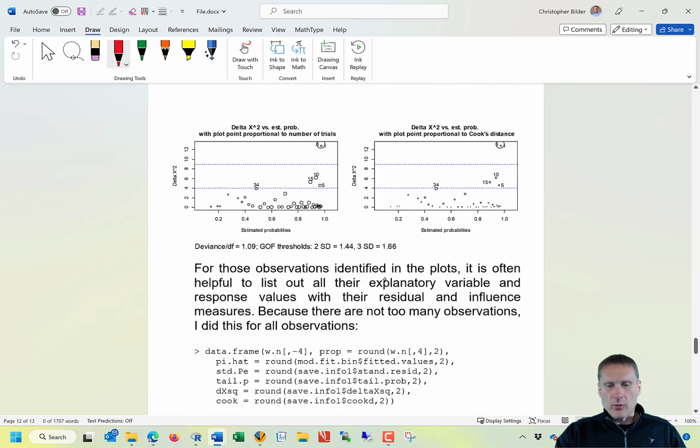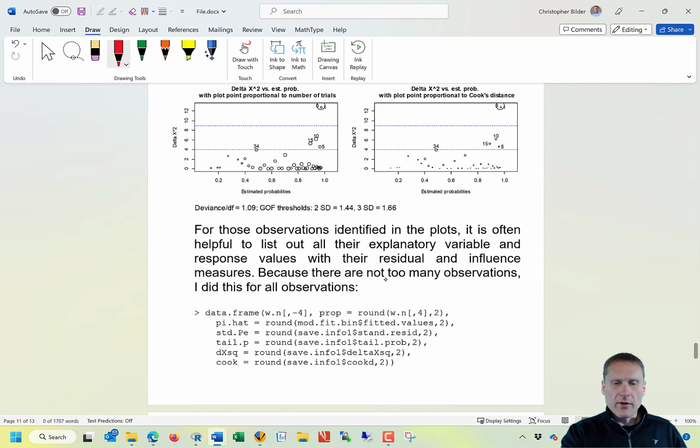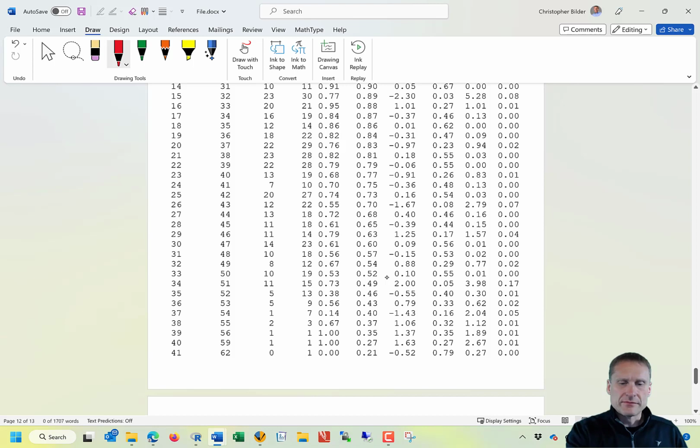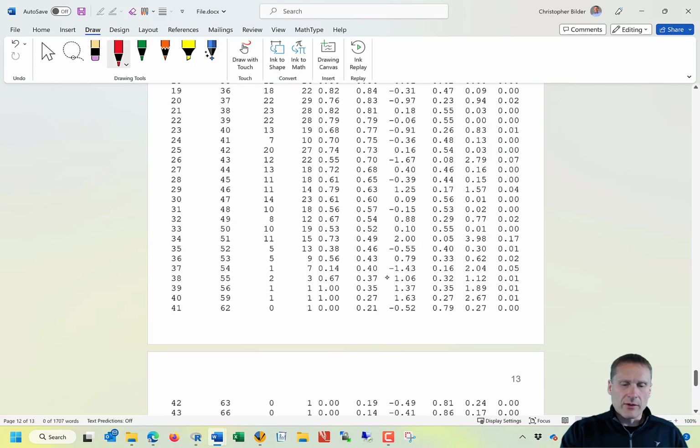Let me actually take a look at one more here. Number 34 is kind of borderline from what we see. Let's take a look at it. Oops, I was actually looking at the wrong one, excuse me. Here's 34. 11 successes out of 15 trials. So I had an estimated probability of success of 0.49 from my model. The standardized Pearson residual was 2. Notice the Cook's distance value of 0.17. That tail probability is 0.05.